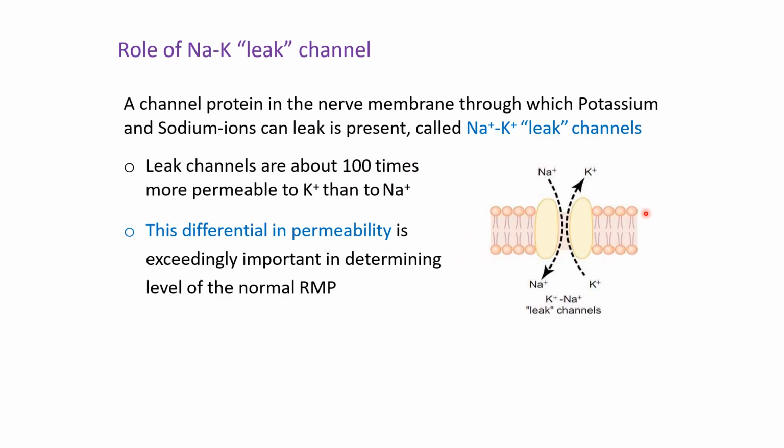So this sodium potassium leak channel, what is its role? A channel protein in the nerve membrane through which potassium and sodium ions can leak is called a sodium potassium leak channel. These are about 100 times more permeable to potassium than to sodium, because sodium is hydrated and more difficult to move. This difference in permeability is exceedingly important in determining the level of the normal resting membrane potential. If both were equally permeable, there would be no chance of developing a resting membrane potential. So potassium is more permeable compared to sodium.